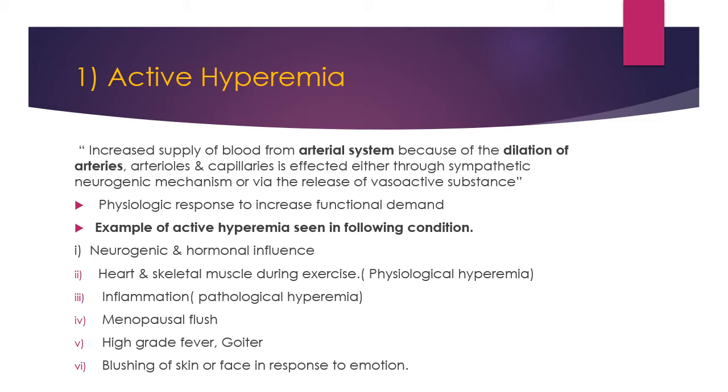Then the second one is the heart and skeletal muscle during exercise. Skeletal muscle needs more oxygen and more nutrients during exercise, but this is physiological hyperemia. But inflammation is pathological hyperemia. Menopausal flush, high grade fever, and goiter are also pathological hyperemia. Blushing of the skin or face in response to emotion, or in winter season, are also examples. So here is active hyperemia, and some examples of it seen in these conditions.